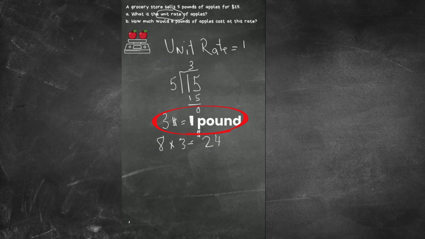What if, instead of 8, we wanted 6? We would just go 6 times the unit rate, because remember, the unit rate is how much it is for 1. 6 times 3, and that is $18. I hope that was helpful.